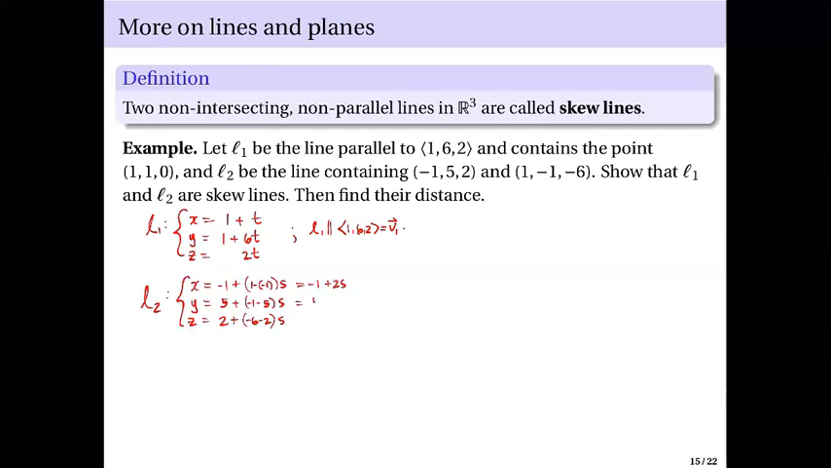Or simply, this is negative 1 plus 2s. This guy here, it's 5 minus 6s. And this guy here, it's 2 minus 8s. And this also tells us that L2 is parallel to the vector 2, negative 6, negative 8. And let's label this as your V2.